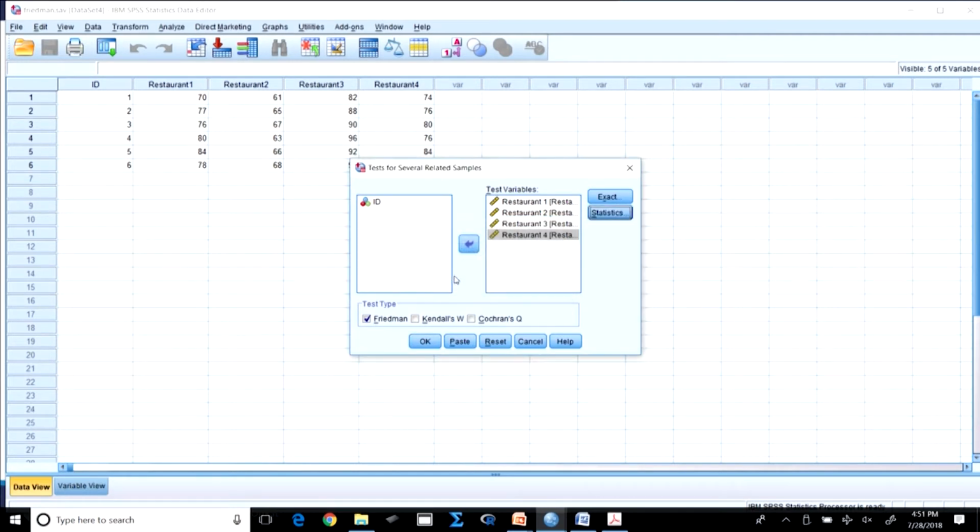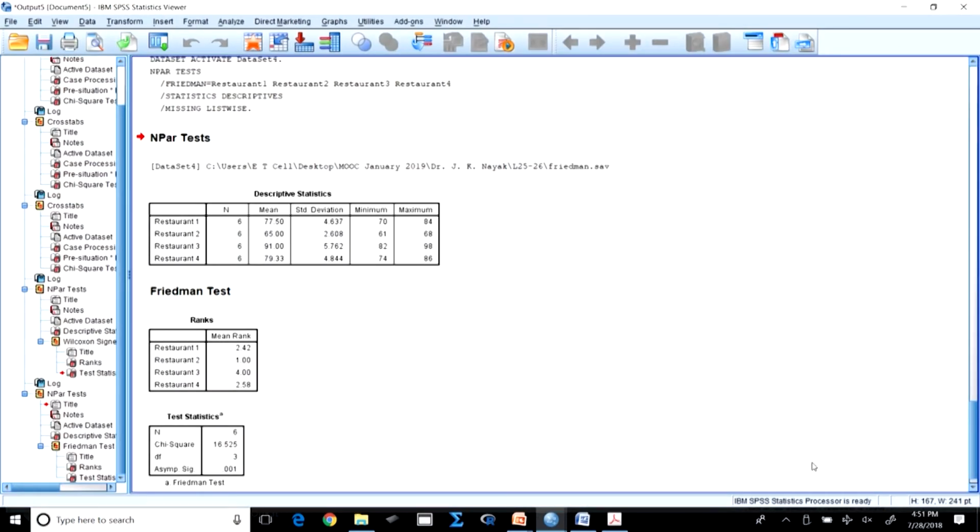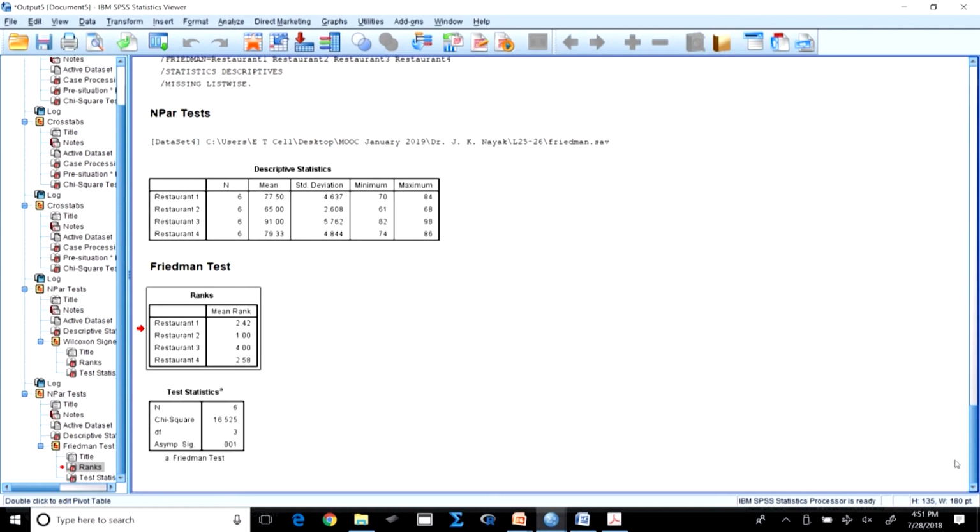So, let me take the descriptives and check. What is my study saying? The mean rank of the first one is 2.42, the second one is 2, the third restaurant gets a 4, so it is quite high, and restaurant 4 is 2.58. Looking at the test statistics, it is significant at what level? 0.001, it is significant at 0.001. So that means we can easily say from here that there is a significant difference between the service offered by the restaurants as per the 6 raters.